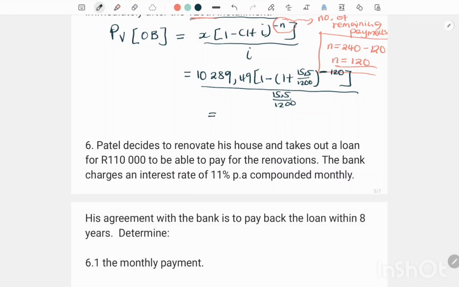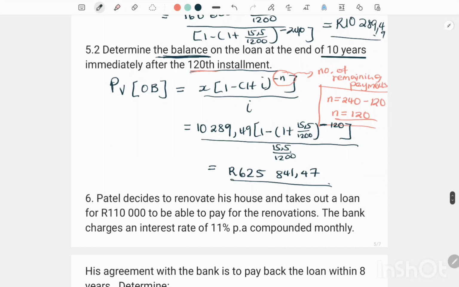Let's see how much is the balance. The balance is, you punch in a calculator, 625,841.47. It means this is the amount that is left for him to pay on this loan. So as it's really over 10 years, for the remaining 10 years, they would push to get to this amount.